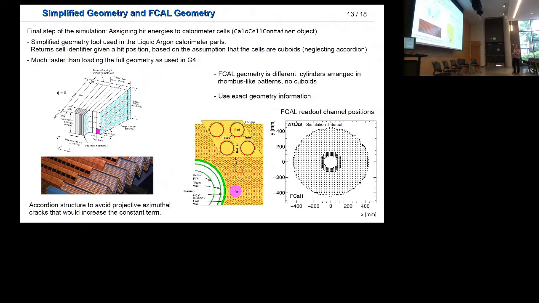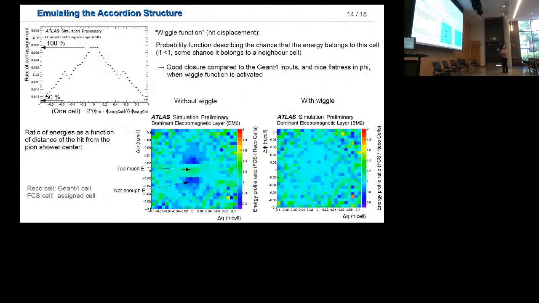And what we saw is that this simplification, so not considering the accordion structure, brings some difficulties. So we introduced this wiggle function, which basically emulates the accordion structure. This is giving a probability that a hit is assigned to this cell. It's only one in the center of the cell, and then it drops.